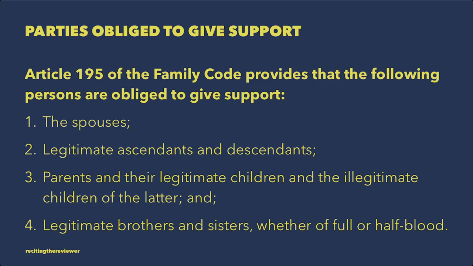Okay, so the illegitimate children of the legitimate children. So that's what it means. And number four, legitimate brothers and sisters, whether of full or half blood. So these are the parties who are obliged to give support to each other also, as provided in Article 195 of the Family Code.